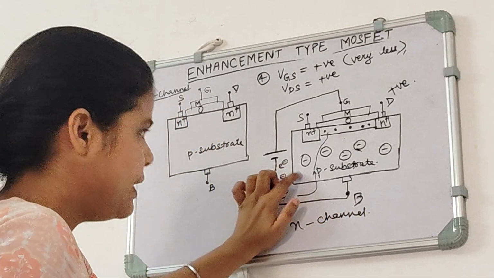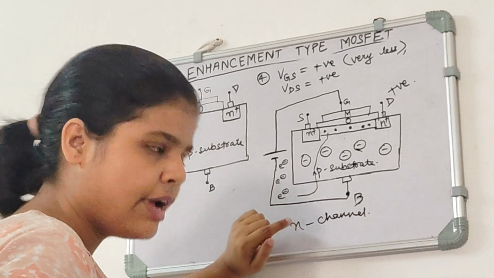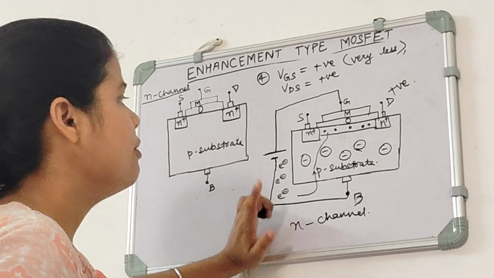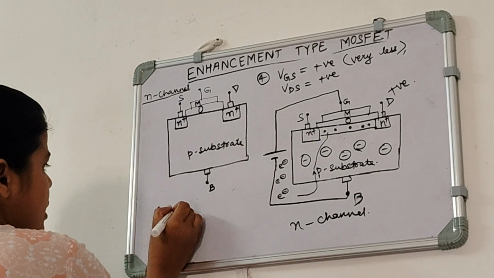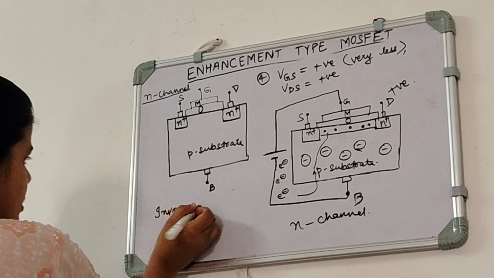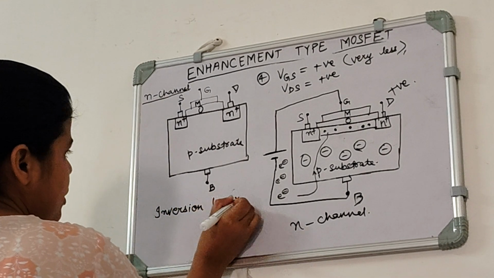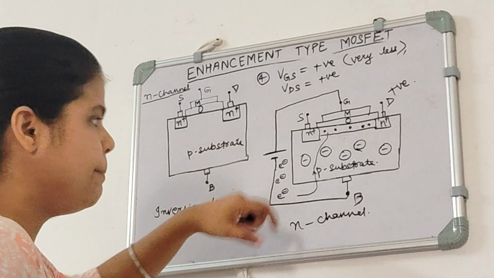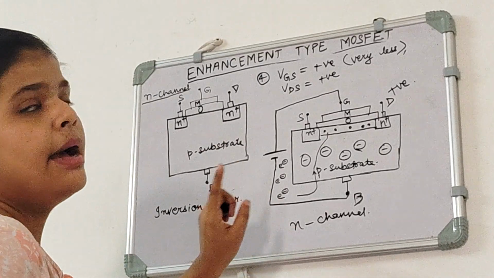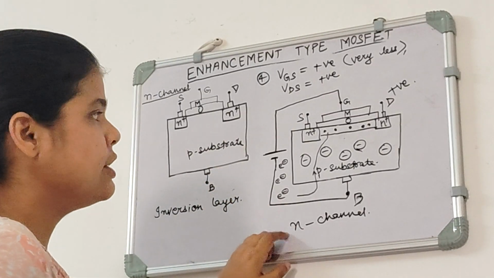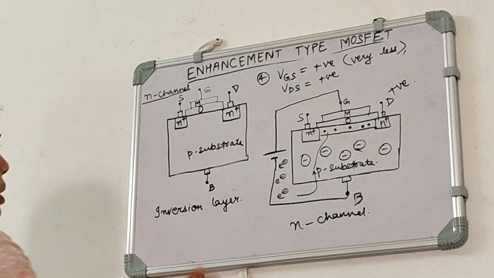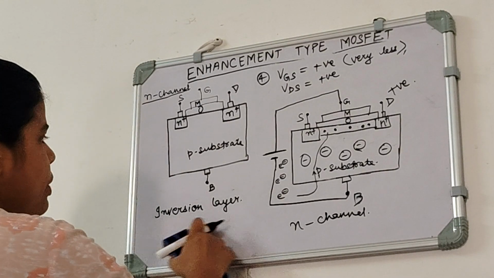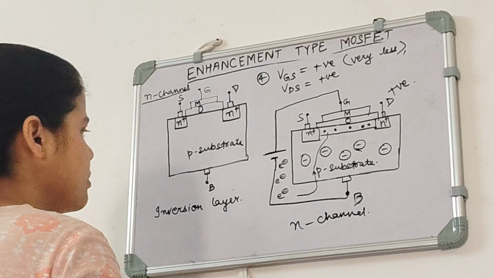And since it is a P substrate and our channel is of N-type, we will write here that it is inversion layer, because we have P substrate and in that P substrate we form the channel and it is N-type, which is just the inverted form of P. P and N are opposite to each other. So this channel is also known as inversion layer.